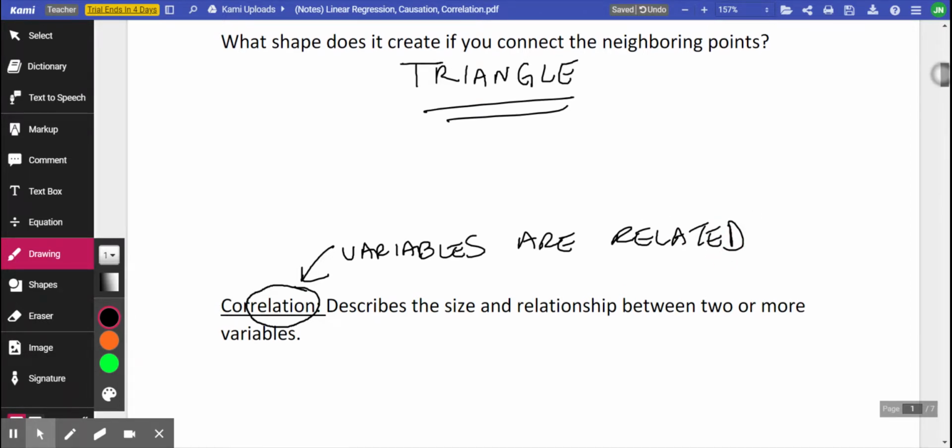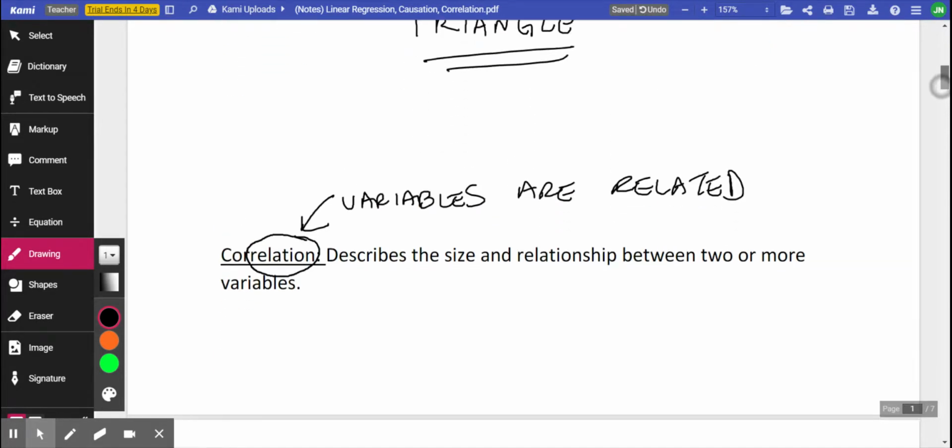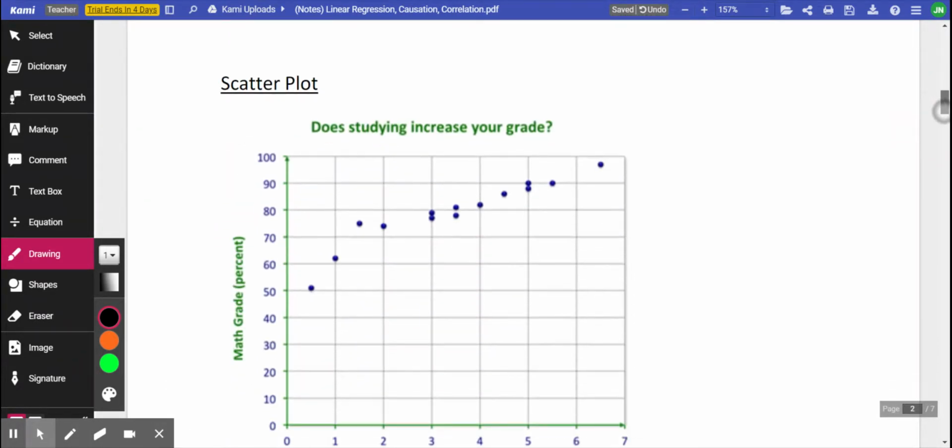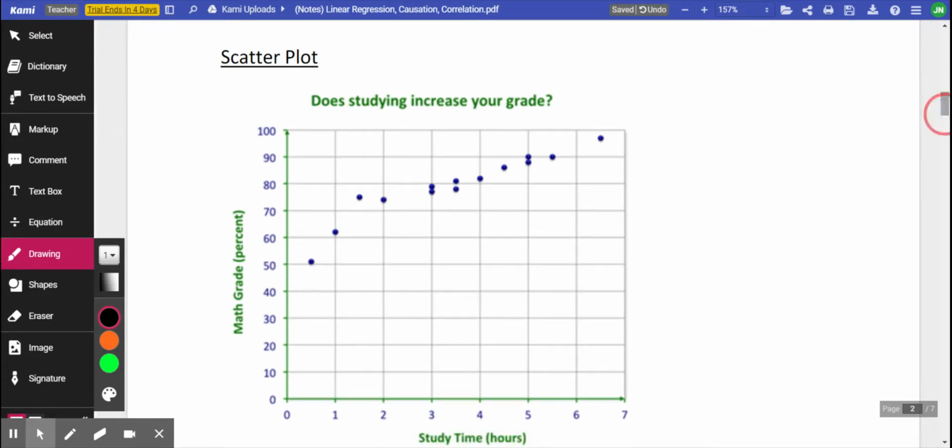Let's look at some examples in terms of correlation. You have probably seen this before, and if not, this is called a scatter plot. A scatter plot is a series of points scattered in a graph so we can identify whether or not there is a relation. The question is, does studying increase your grade? On the x-axis is the study time in hours, and on the y-axis is the math grade. As you can see, the more a person studies per day, it seems their grade goes up linearly.